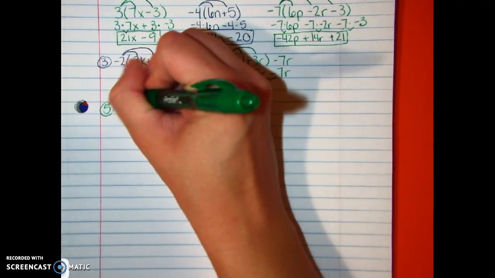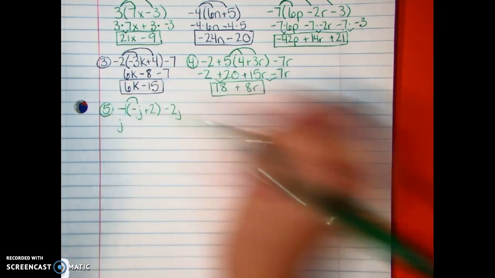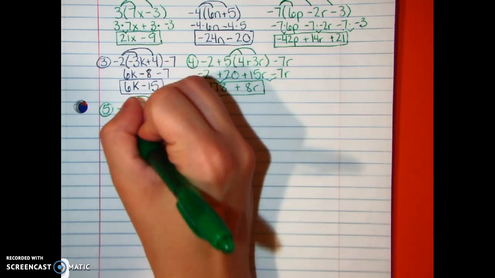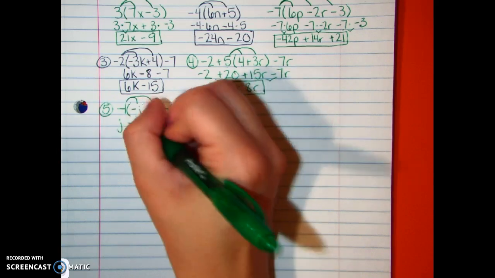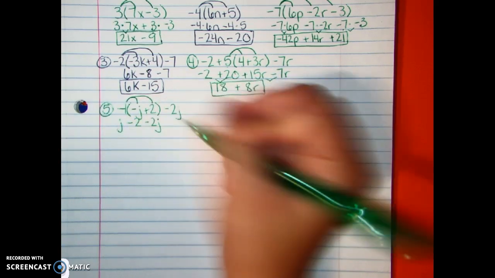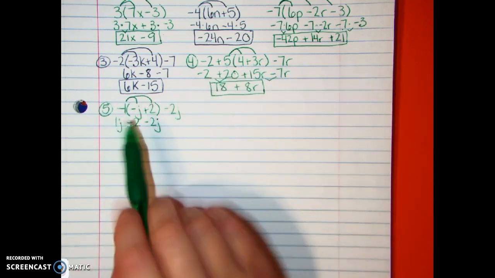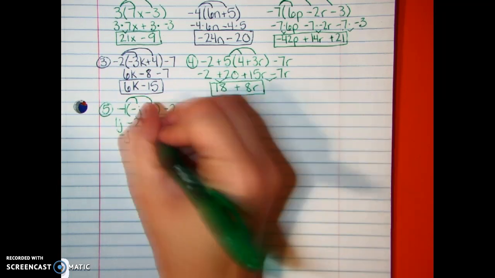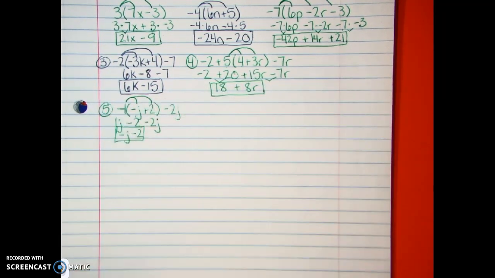So let's do it. Negative 1 times negative j is now a positive j. Negative 1 times 2 is minus 2, or negative 2. And bring down this minus 2j. Combine like terms. This is 1j minus 2j, that's a negative j. And then minus 2. And that's as far as you can go with combining like terms on that one.